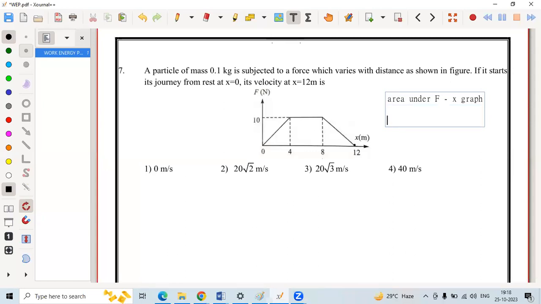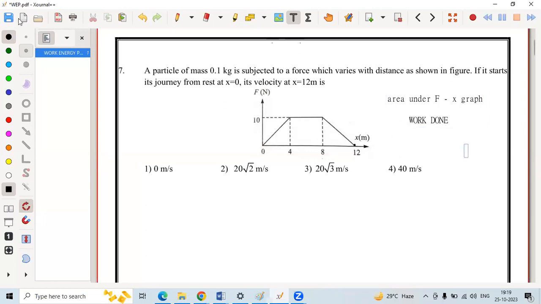Okay. Area under the F-s graph is nothing but work done. Because area is nothing but the product of F and s, Newton meter. Newton meter is the unit for work done. Right?